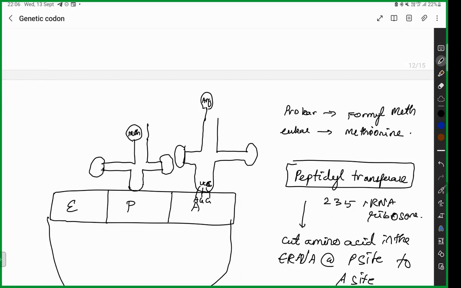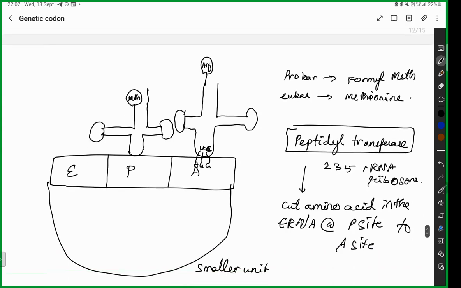After reading the mRNA frame, the third important step is peptidyl transferase activity. You have an enzyme called peptidyl transferase. This peptidyl transferase is present in the RNA, in the ribosome. It is the 23S rRNA ribozyme. It is a ribosome-produced enzyme, which is why we call it a ribozyme. So this 23S rRNA ribozyme is going to cut the amino acid in the tRNA.